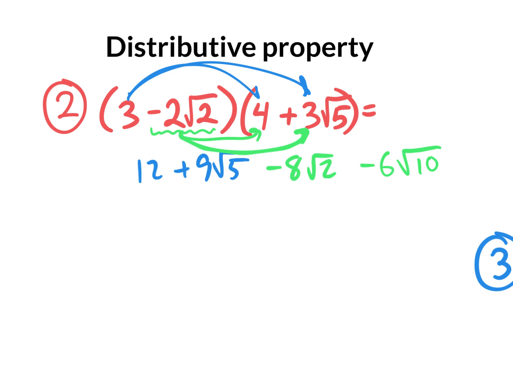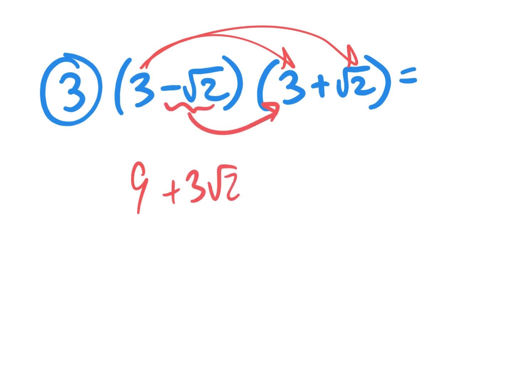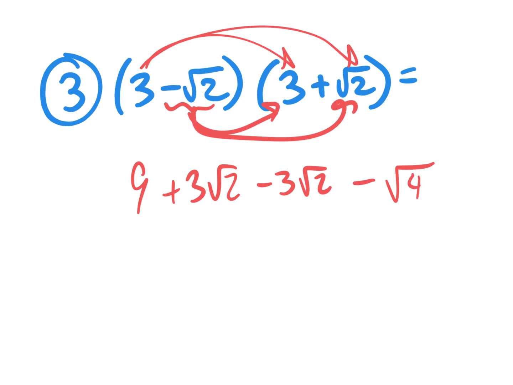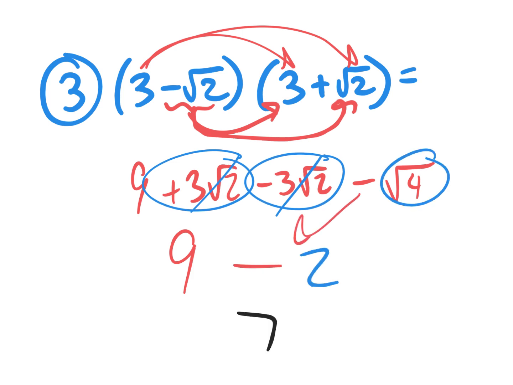But anyway, actually, we have one more here. This is a fun one. We're going to distribute 3 times 3, 9. 3 times square root of 2, what's that? 3 square roots of 2. How about negative square root of 2 times 3? Negative 3 square roots of 2. How about negative square root of 2 times positive square root of 2? Negative square root of 4, which is going to ultimately just be a 2, right? What happens with these middle terms? They cancel out. So I really have 9 minus square root of 4 is 2. 9 minus 2 is 7.